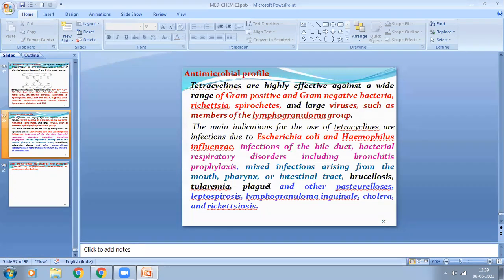Next, go for the antimicrobial profile of the tetracycline. Antimicrobial profile of the tetracycline. So already I told you tetracyclines are highly effective against a wide range of gram-positive and gram-negative bacteria, such as Rickettsia, spirochetes, and large viruses. Antibiotics are basically not active against viruses, but it has been shown that tetracyclines are effective against some viruses, such as members of the lymphogranuloma group.